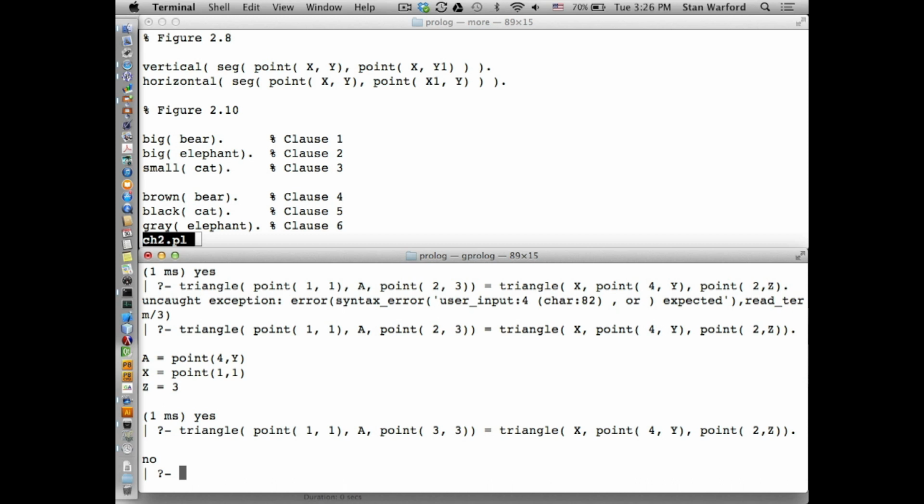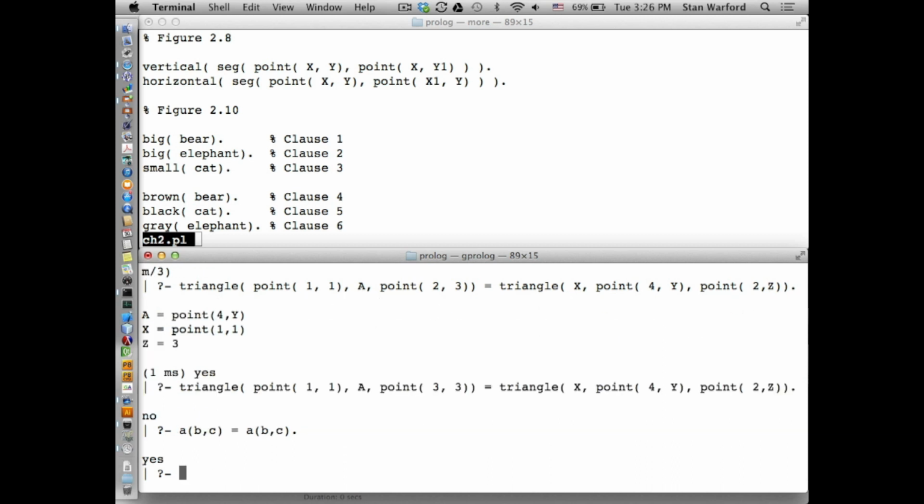Okay, with that in mind, let's do a bunch of smaller examples. Suppose we have a, b, c, and match a, b, c. Will these match? Yeah, that matches no problem. And if we do a, capital B, c, and match a, lowercase b, c, will this match?